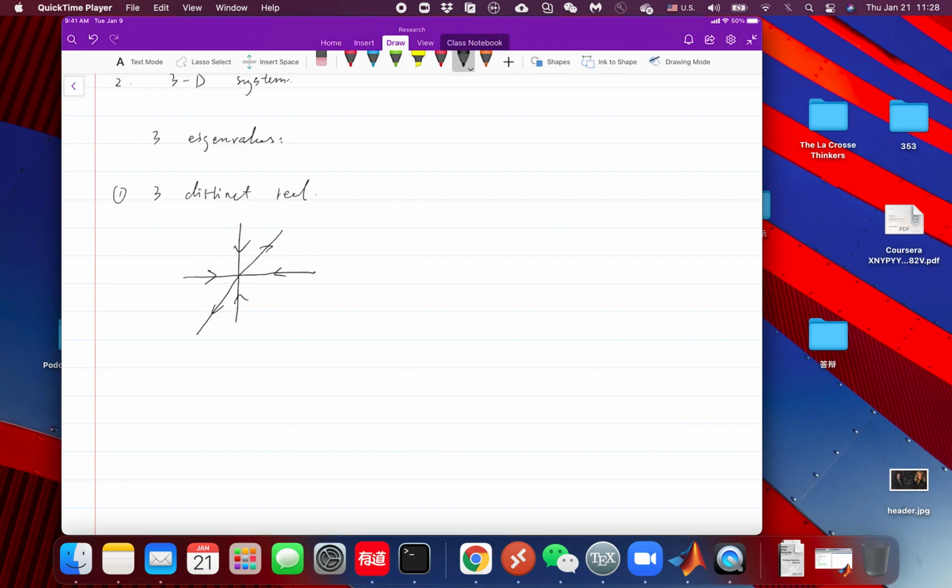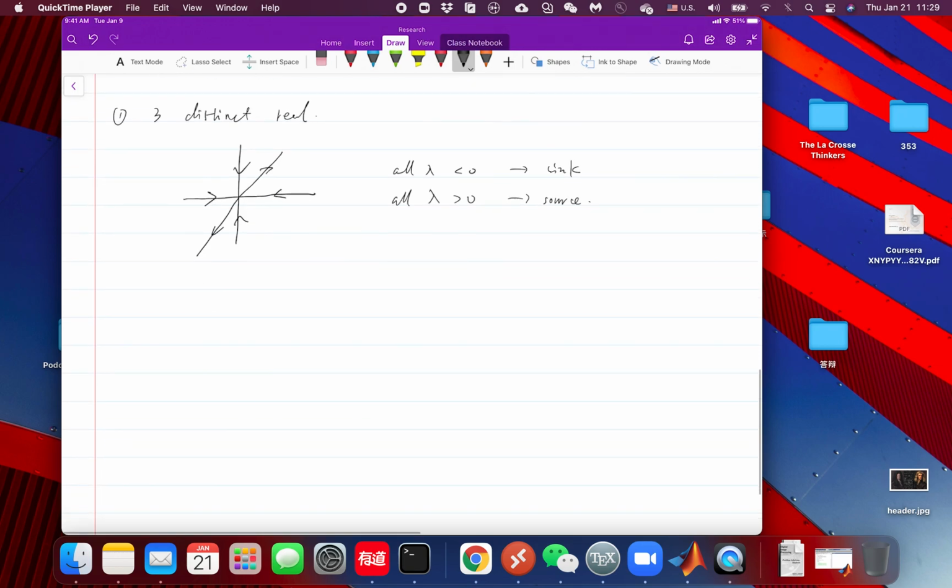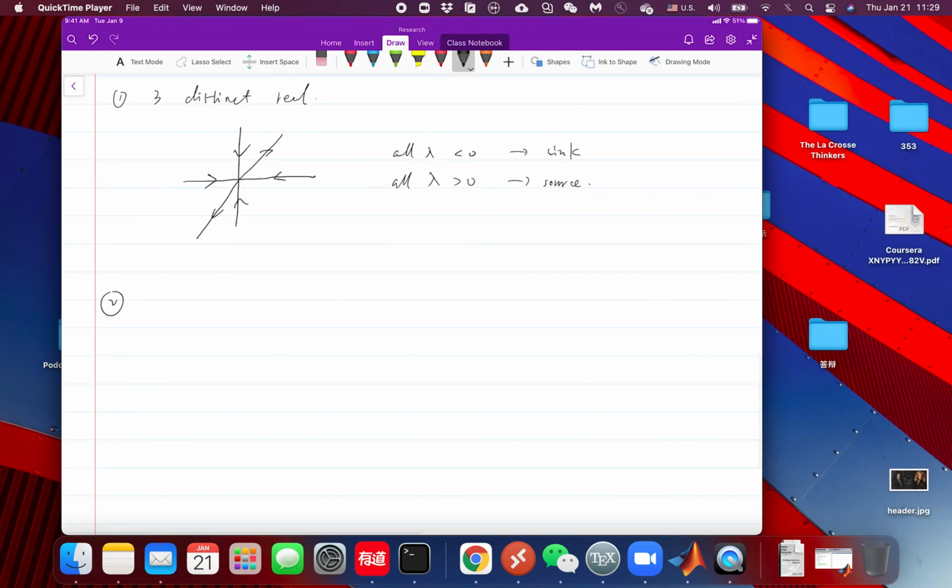Now, do you have a sink? You require everybody to actually come to the same point, to 0, 0. That means all lambda less than 0 give you a sink. All lambda bigger than 0 give you a source. If some of them are positive and some are negative, that gives you something which is a source in some directions and a sink in other directions. It may be 2 sinks, 1 source. It may be 1 sink, 2 sources. As long as they're not all source in all directions or all sink in all directions, it's not going to be a source or a sink. So that's 3 distinct real. What else? You can have 1 real and another repeated real.